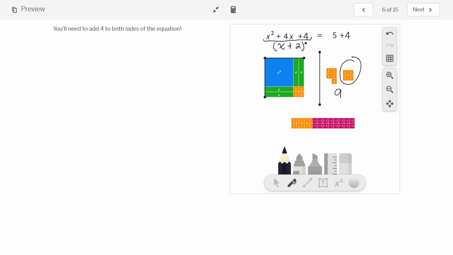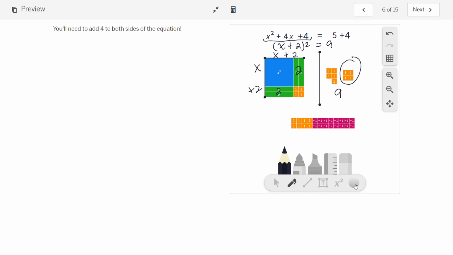plus 2 squared. Remember, this is a perfect square trinomial, and if we're factoring, what do you have in this box? 2 and 2, because that's x plus 2 and then x plus 2. So we know our factors are going to be x plus 2 squared, and then that's going to be equal to 9.